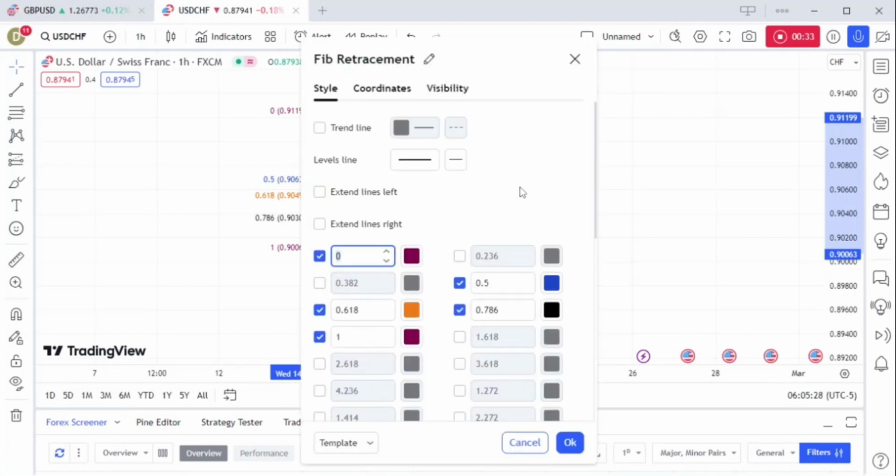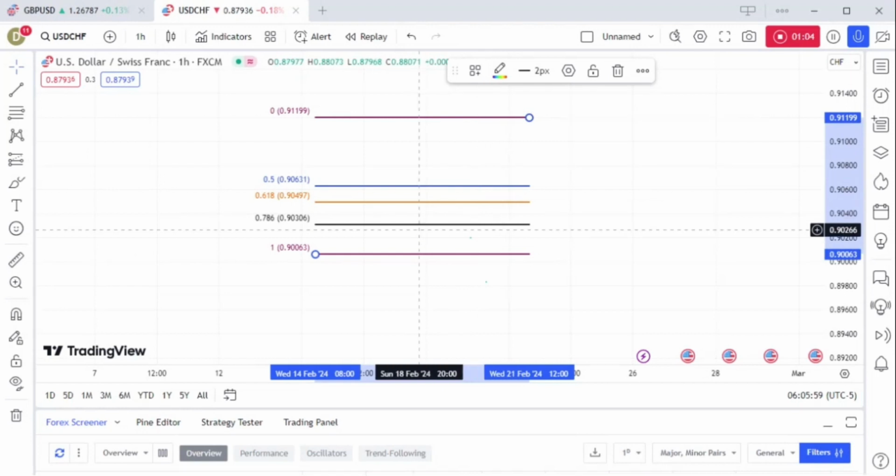If you look at my settings here, you can see that I already turned on the key ones: the 0.618, which is the golden level here, and we'll have the 0.786, which is the black line here, and we'll have 0.5, which is the blue line here. Now you can pause and actually set your Fibonacci to be like mine, so you can be using it the way I'm using mine here. If you look at this Fibonacci tool now, you can clearly see the 0.786, which is the black line, 0.618, which is the golden line, and 0.5, which is the blue line.